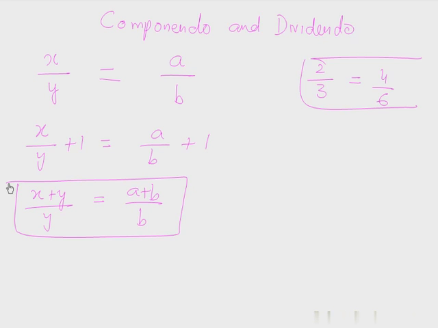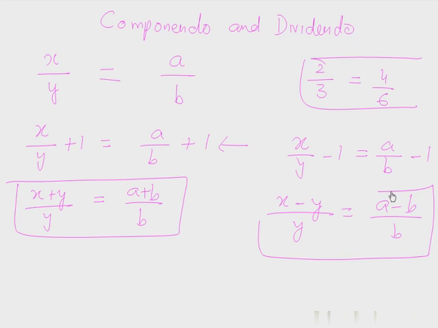I could have instead subtracted 1 from both sides instead of adding 1 to both sides. So it would become X over Y minus 1 is equal to A over B minus 1. Proceeding along similar lines, I'll get X minus Y upon Y is equal to A minus B upon B. So subtracting the denominator from the numerator from both ratios again gives me equivalent ratios. So I have two equivalent ratios. I have X plus Y upon Y is equal to A plus B upon B, and I have X minus Y upon Y is equal to A minus B upon B.